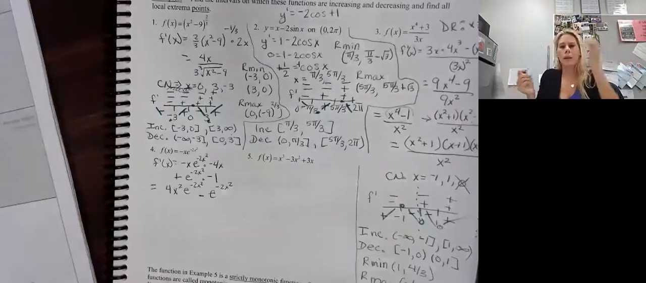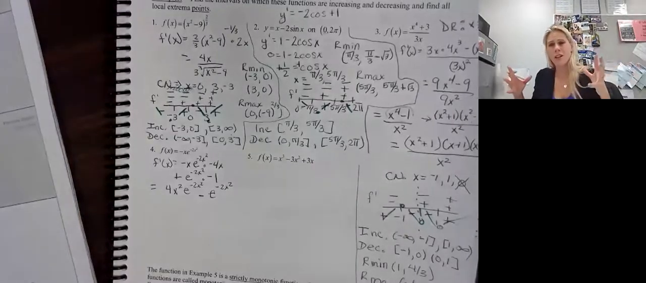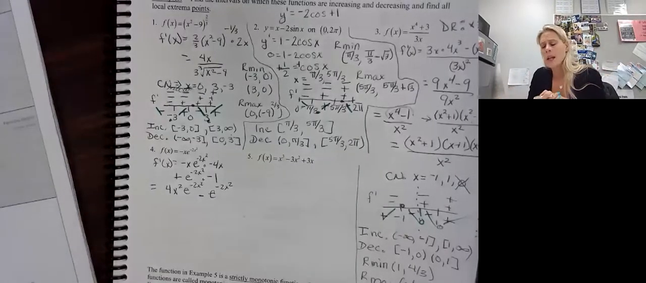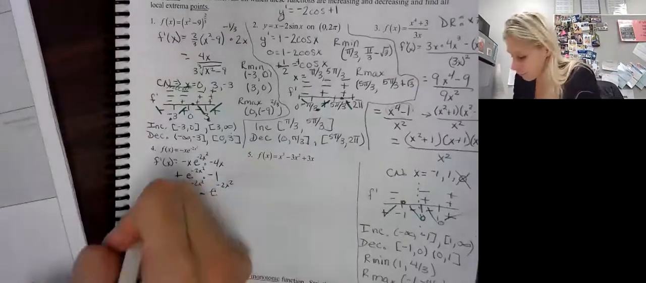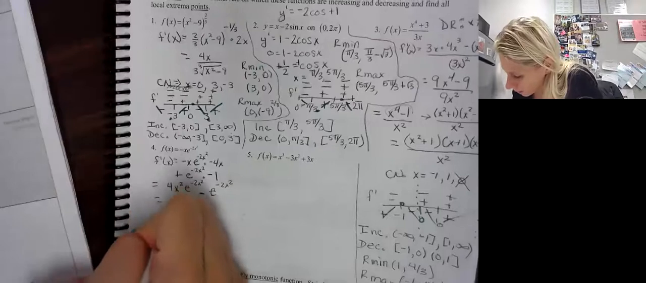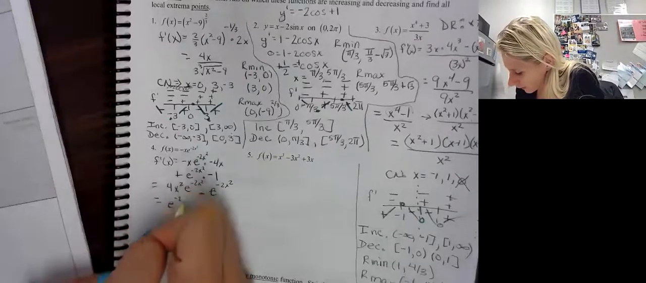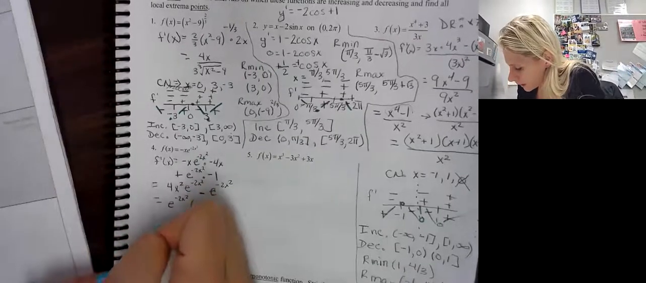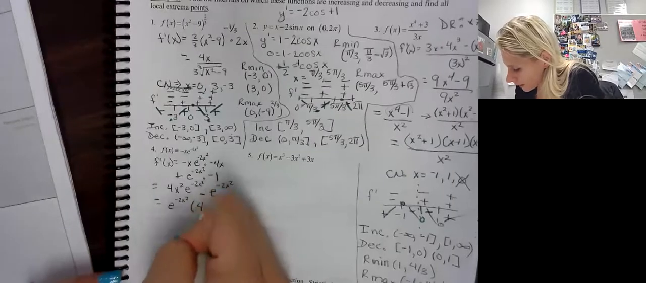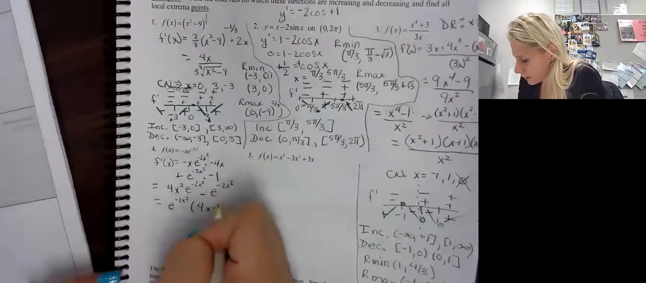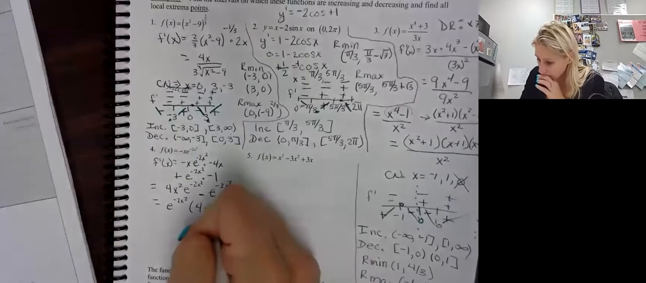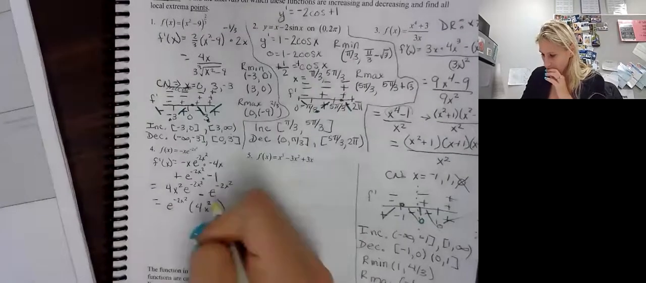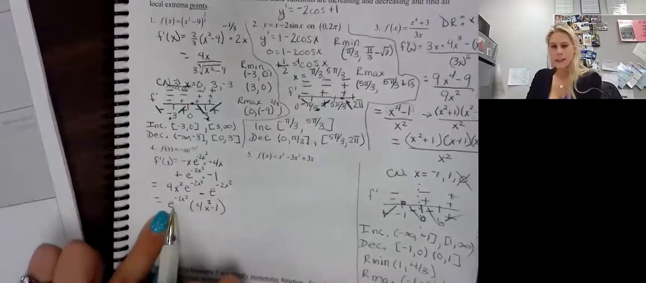Now again, you might be like, how am I supposed to find the critical values without my calculator? Well, they have something in common, so let's pull that greatest common factor out. We end up with e to the -2x squared times 4x squared minus 1. You see how I pulled that e to the negative 2x squared out? There we go.